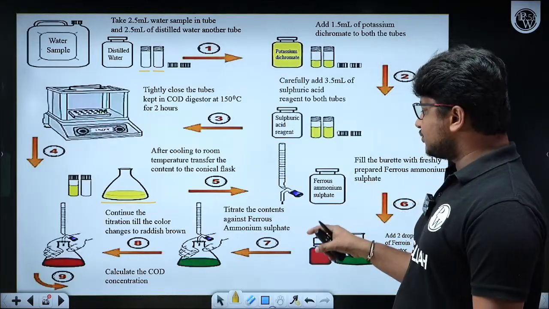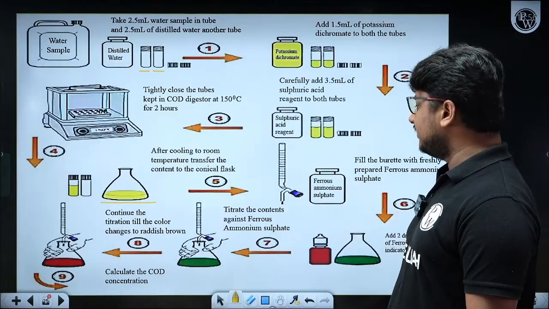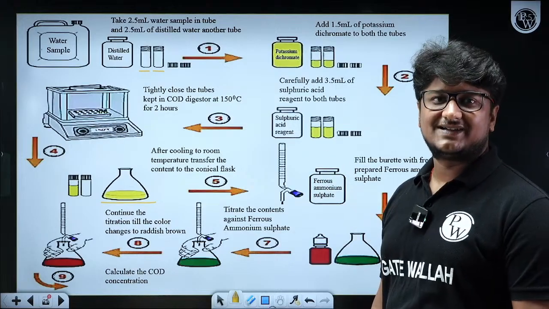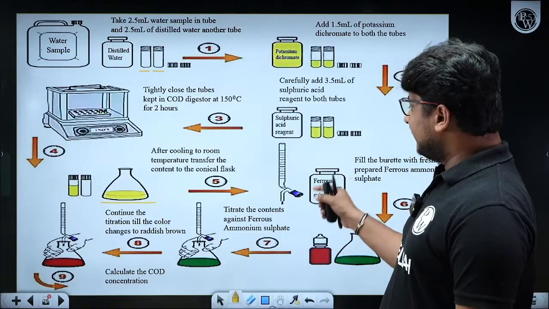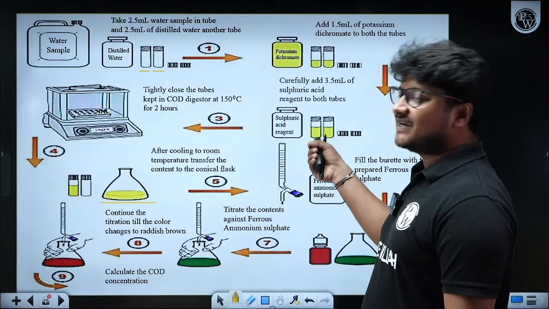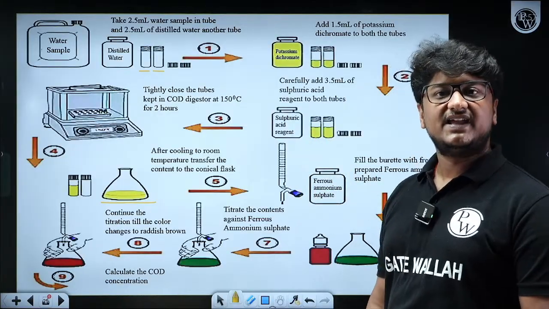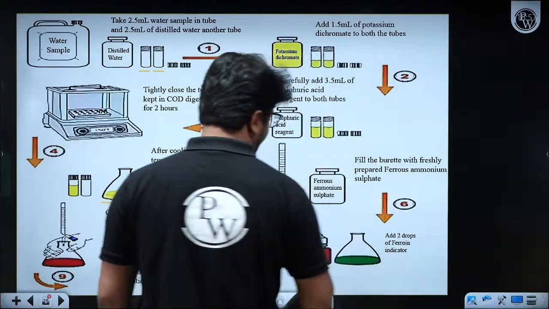For the titration process, you need ferrous ammonium sulfate, which is FAS. It will be put into the burette, and then slowly you will add some amount of FAS. At a certain point you will get the data. But to know when is the starting point and when is the ending point, we are adding an indicator also. Here we are adding the indicator ferroin.